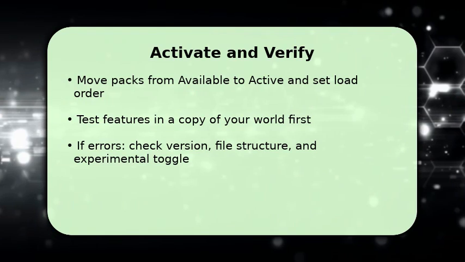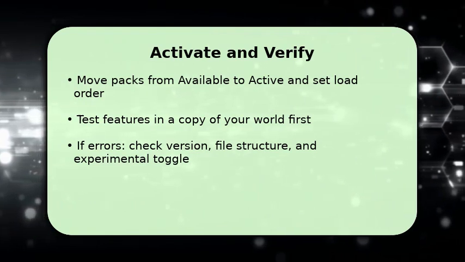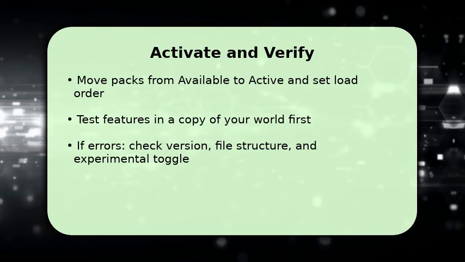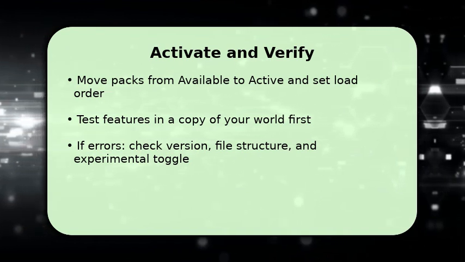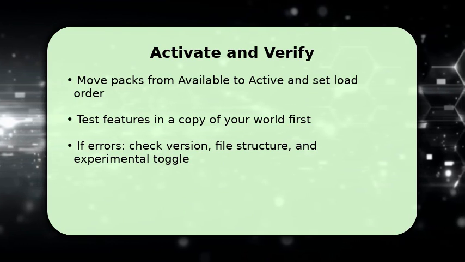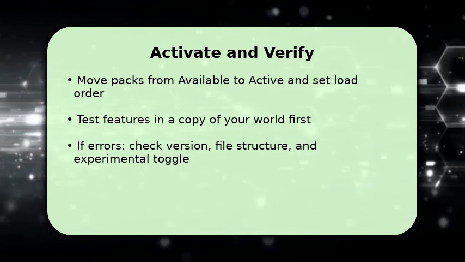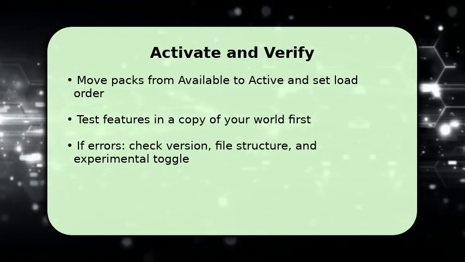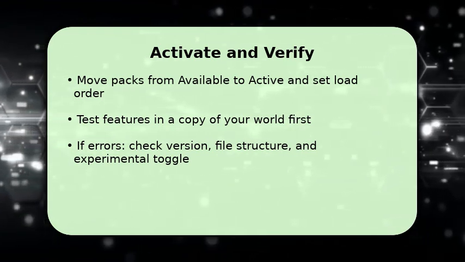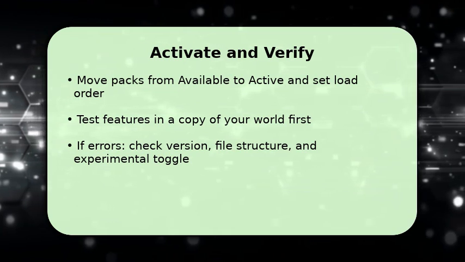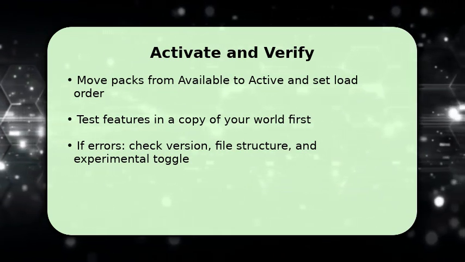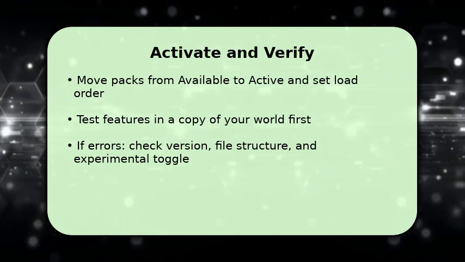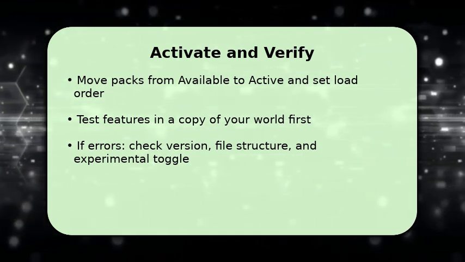Finish by activating and testing the pack. In world settings, move the imported packs from available to active and adjust their order if both resource and behavior packs exist. Order affects overrides. Create a backup or open a copy of your world and test new items or mechanics to ensure they behave as expected. If things fail, check version compatibility, confirm the file structure matches Minecraft's required folders, and verify experimental gameplay is set. Fixing one of those usually resolves import issues.